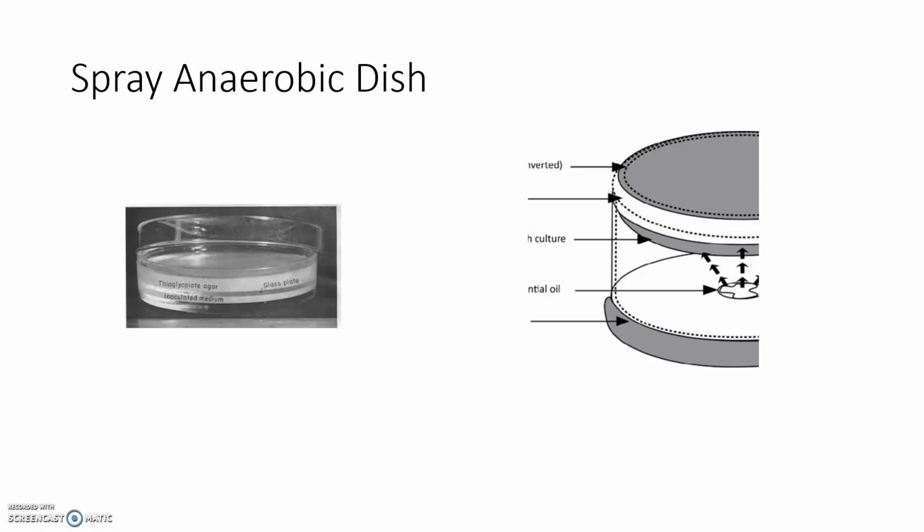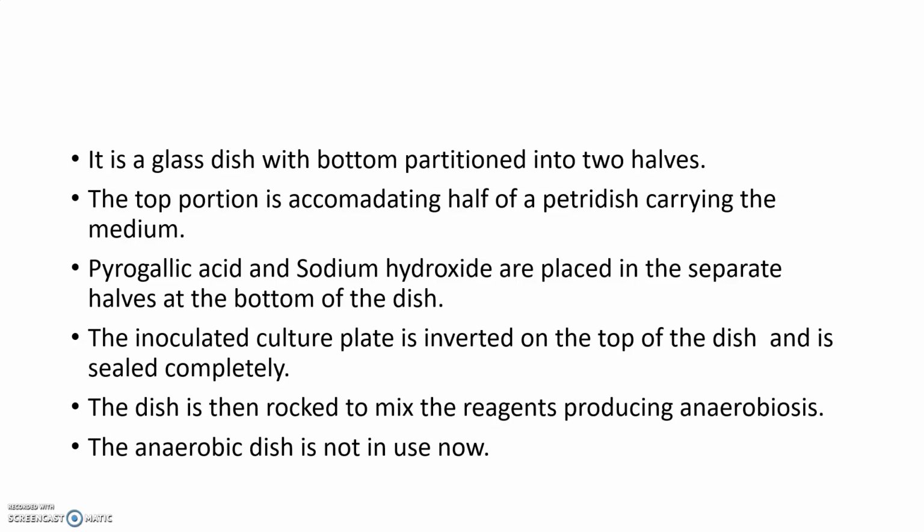Next is the Spray anaerobic dish. These are older methods, that's why clear pictures are not available. It is a glass dish with the bottom partitioned into two halves. The top portion accommodates half of the petri dish carrying the medium. The pyrogallic acid and sodium hydroxide are placed in the separate halves at the bottom of the dish. The inoculated plate is inverted on the top of the dish and sealed completely. The dish is then rocked to mix the reagents, thus producing anaerobiosis. This method is not in use now.